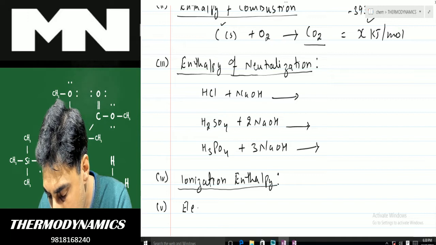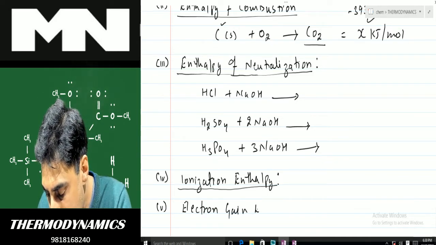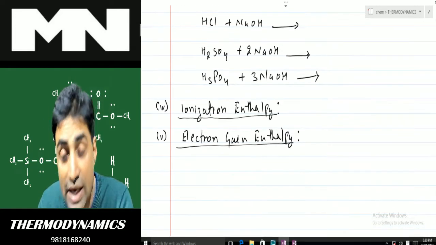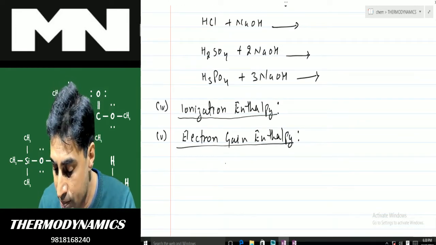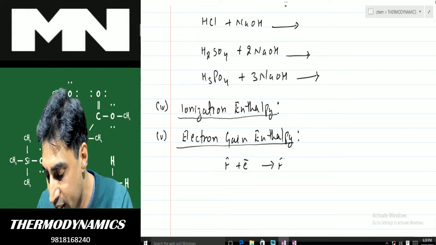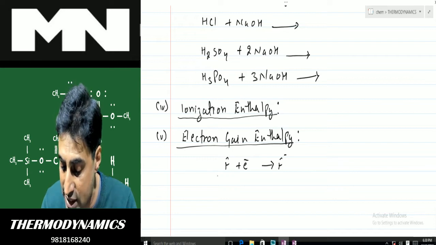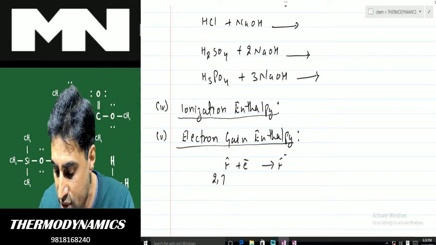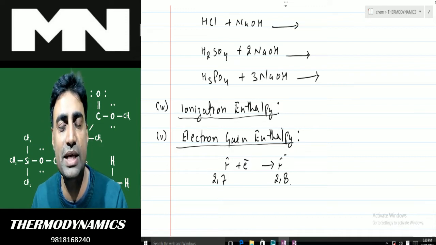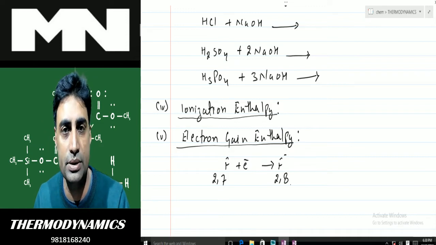Electron gain enthalpy. Now suppose I have got an element like fluorine. If I add an electron to fluorine, it will get converted to fluoride. It will become stable because its electronic configuration initially was 2,7. Now it has become 2,8. It has acquired a stable noble gas configuration.